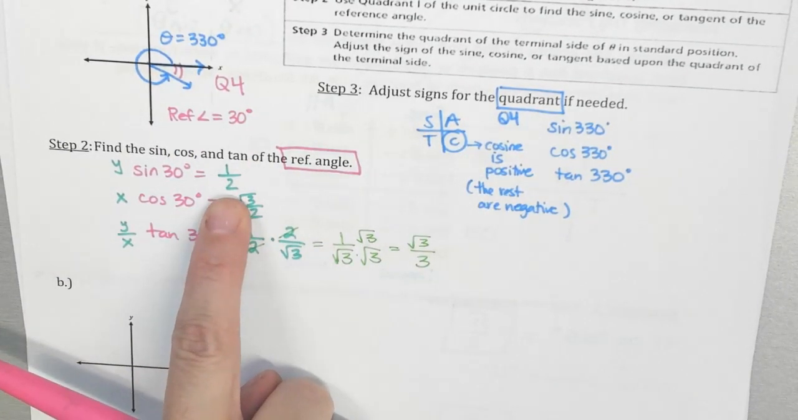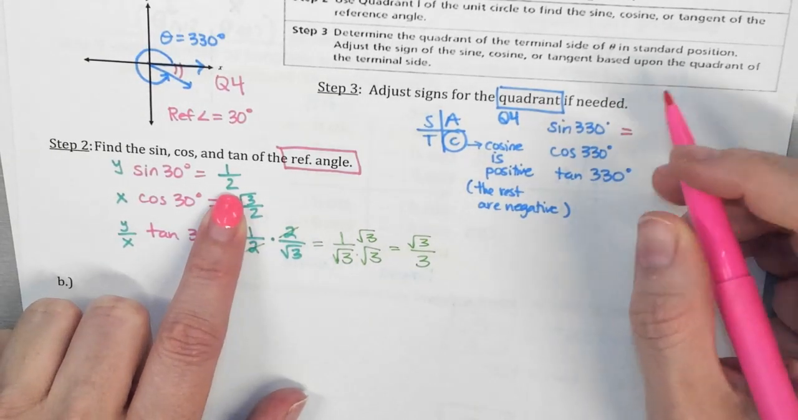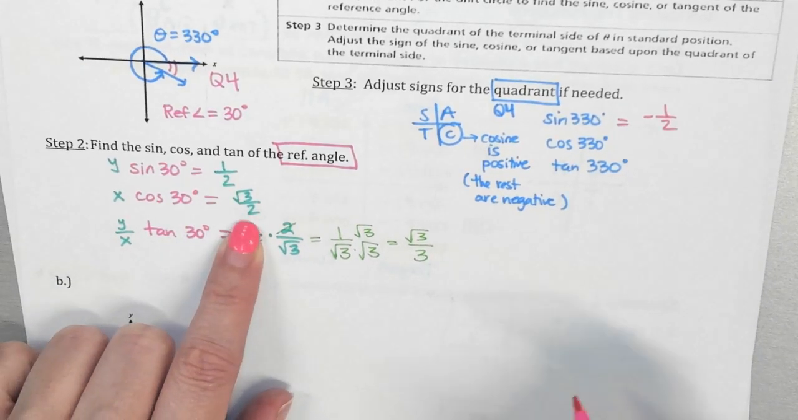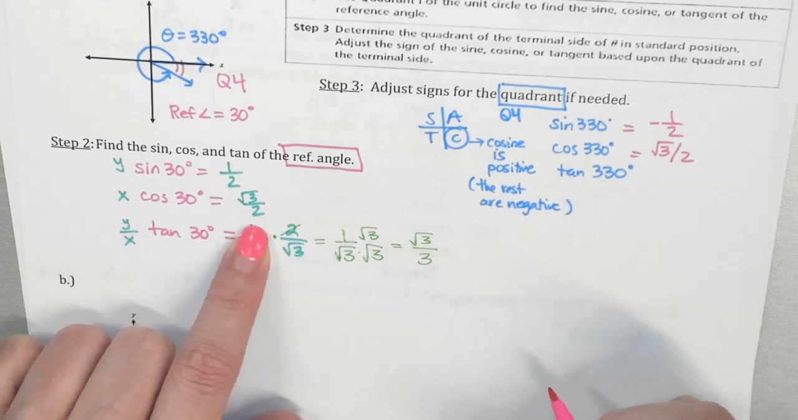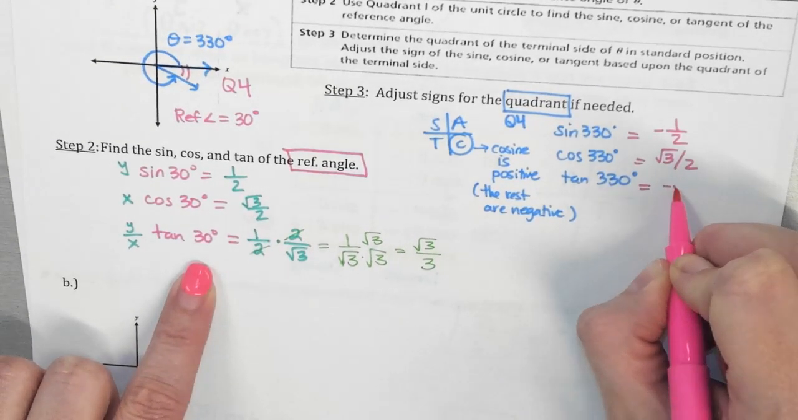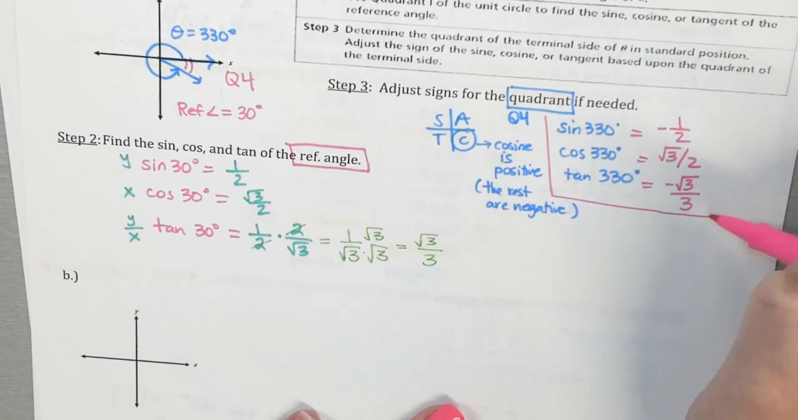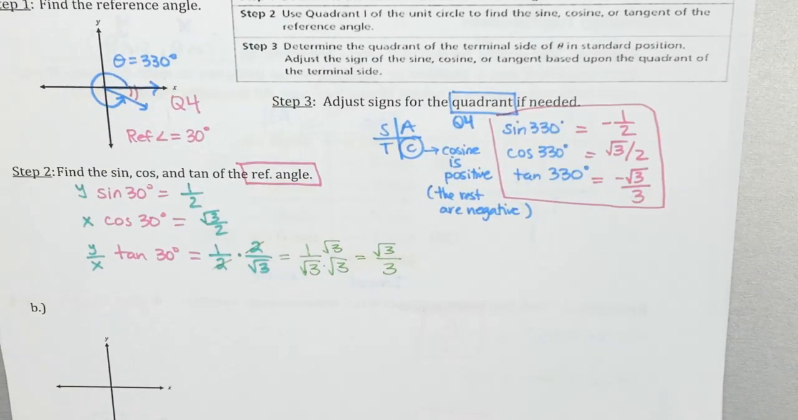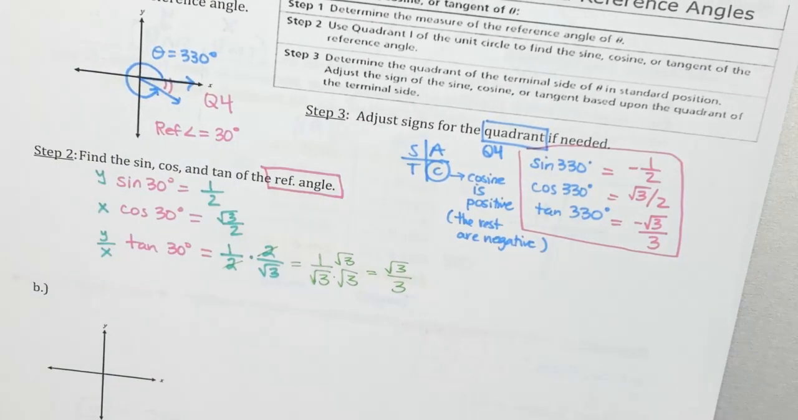All we're going to do is look at our values from step 2 and convert them. So the sine becomes a negative 1/2. The cosine is positive, so it stays root 3 over 2. And the tangent is negative root 3 over 3. All right, so your adjustment is based on the quadrant of your angle here. That's why we're drawing it out, okay?